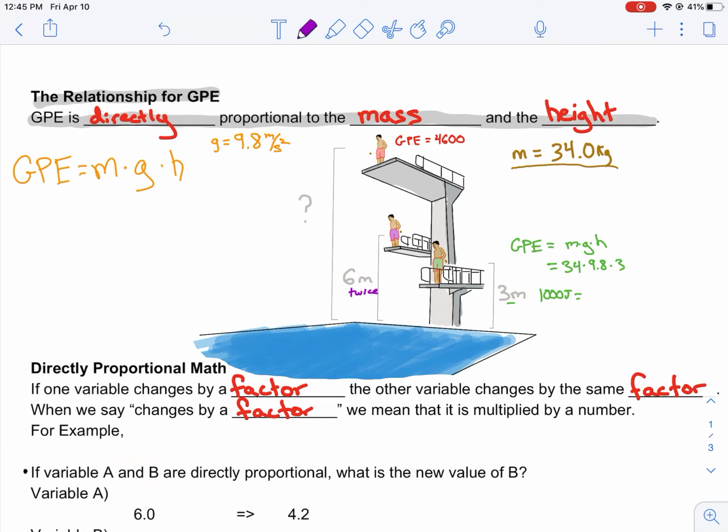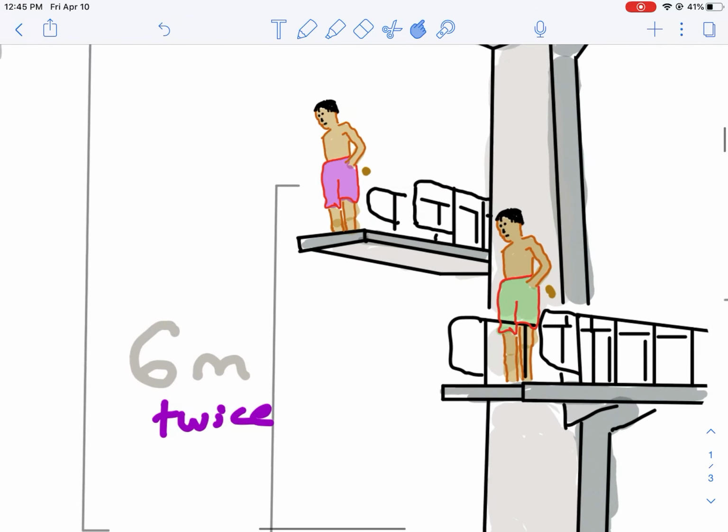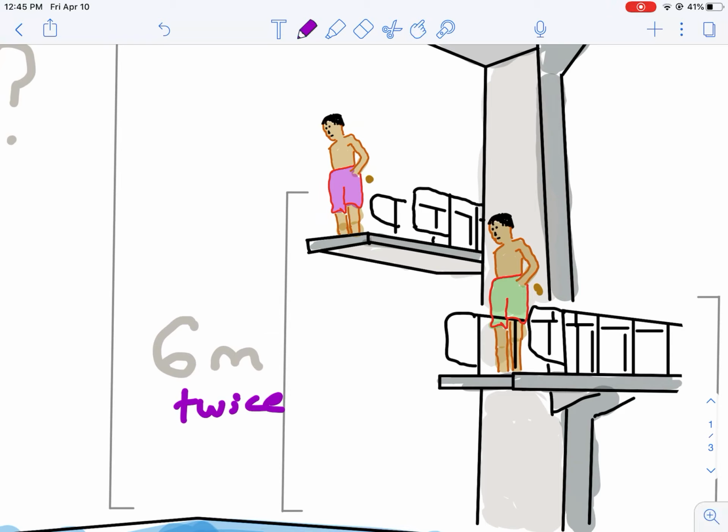Why? Because GPE is directly proportional to the mass and the height, which means if one variable doubles, the other variable also doubles. So we've doubled this guy's height, and so we know that its GPE will not be 1,000, but it will be 2,000, because 2,000 is double 1,000. That says 2,000 joules. So that's how you would calculate his height.